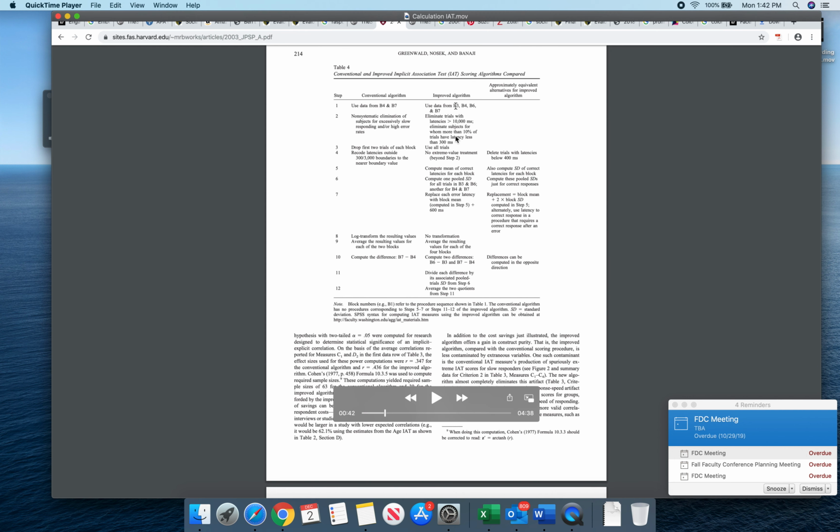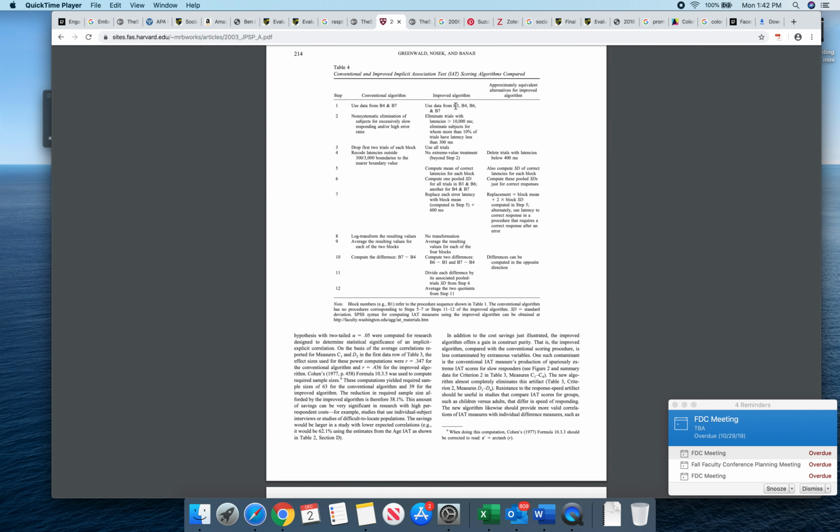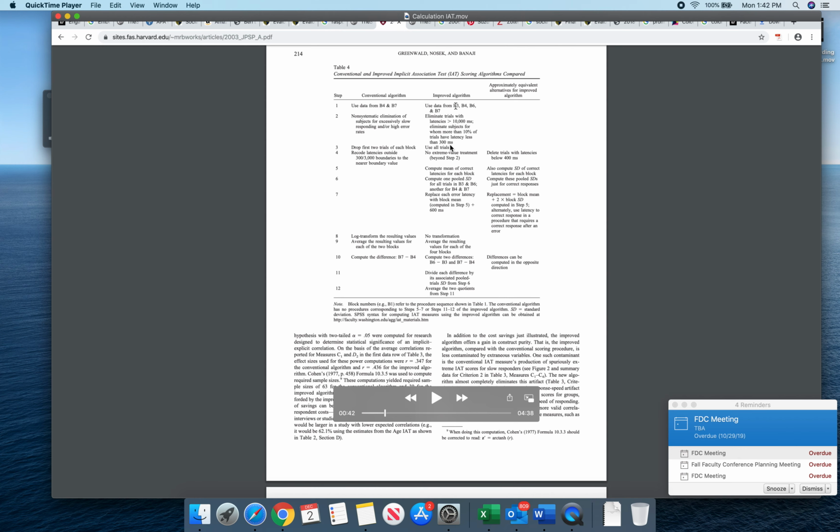So first step is eliminate trials with latencies greater than 10 seconds. And then you eliminate subjects for whom more than 10% of the trials have latencies less than 300 milliseconds. Now, you're not going to eliminate any, right? But that's step one.